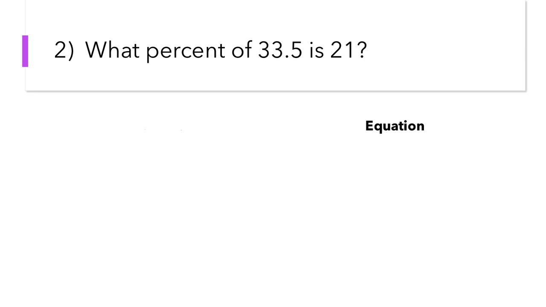Now the equation that you're given in your packet says to take the whole and times it by the percent. But what is it that we have to do with the percent? Put it over 100. So I'm modifying our equation just a little bit to percent over 100. We multiply it by the whole, and that's going to equal out to be the part.